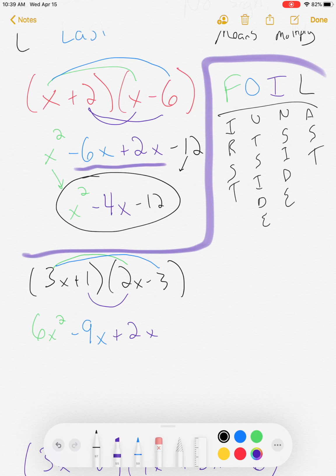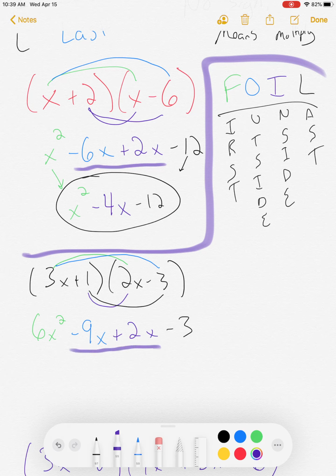Now last, the L in FOIL stands for last. I'm going to multiply my two last terms. 1 times a negative 3 would give me minus 3. Now we need to CLT in the middle, combine like terms.